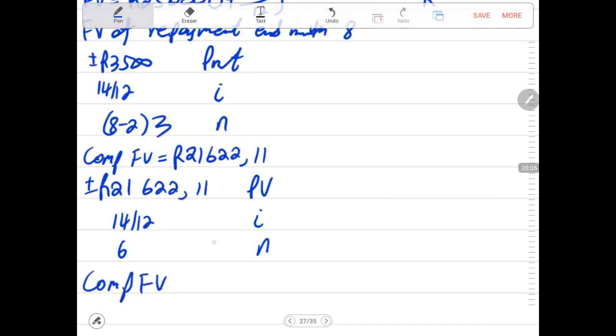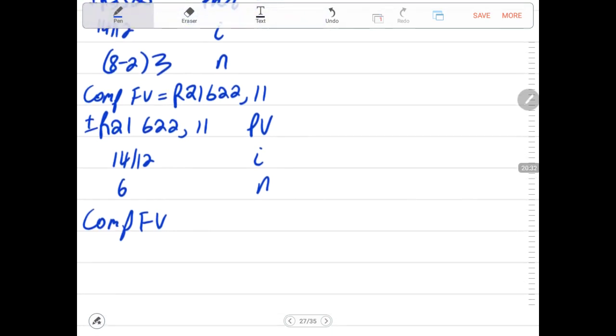And once again, we don't have to take this kind of long route. We could have just said the future value is equal to A, of which our A is 21,622.11, open brackets, 1 plus 0.14 divided by 12, to the power of 6. We get to the future value. That will still not be a problem. So use any method that is more convenient and quicker for you.